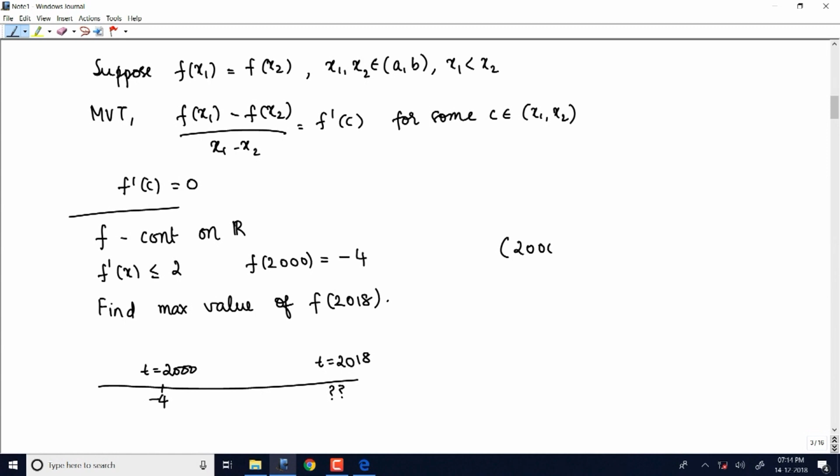So in the time interval 2000 to 2018, of 18 seconds, the particle at its maximum speed would have moved through 2 into 18, which is 36 units of distance. As it is given, f of 2000 is -4. So at time 2018, the farthest point reached by the particle is -4 plus 36, which is 32 units. Yeah, don't you see that the original problem is almost the same?